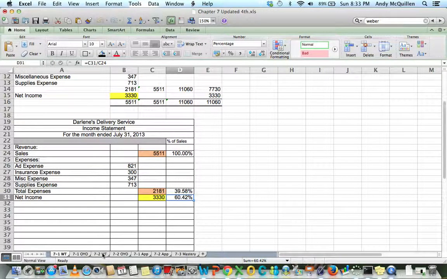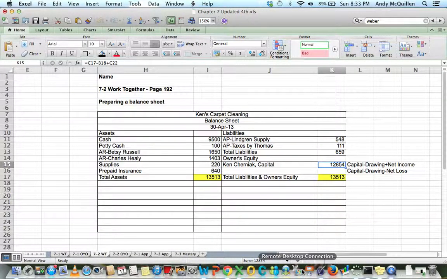Part B, which is going to be the balance sheet. Okay, we use the numbers out of the balance sheet on the worksheet. Remember, all of our assets are on the left side. Then we do our liabilities. If we have more than one liability, we have a total. And then we have to get capital.